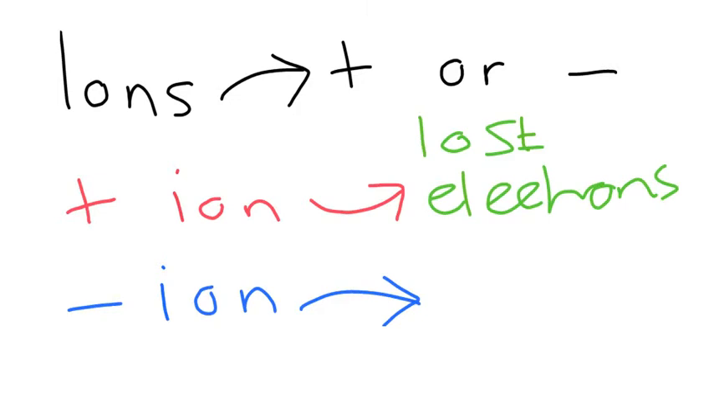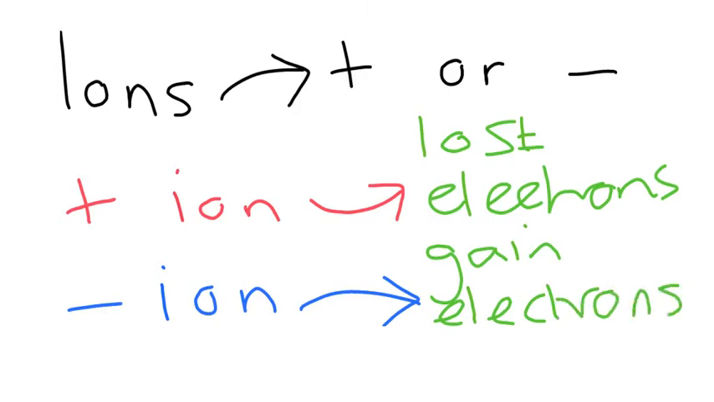In the case of a negative ion, we're talking about gain. So gain of electrons, and again, however many electrons have been gained will determine how negative the ion is. It could just be a -1, but it could also be a -2, just like you could have a +1 or a +2 positive ion.